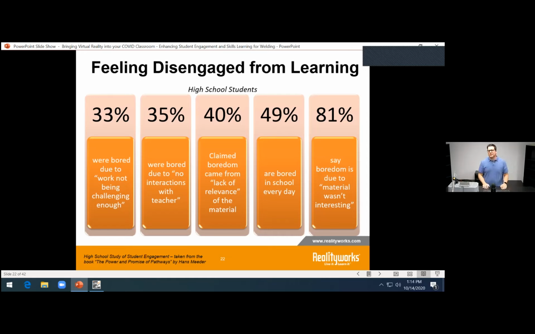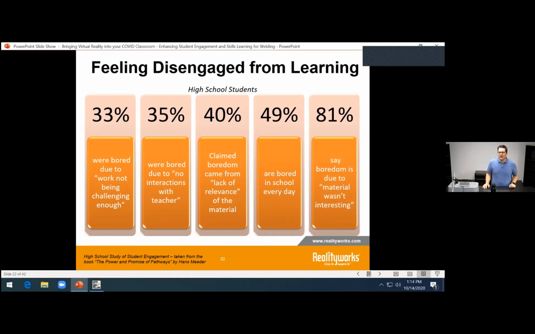So in this case, it shows a lot of different statistics about not feeling challenged, not interacting with you. And so that's where things like demonstrations help that student interact, help them to see you do it, make fun of yourself, enjoy the experience, showing them a weld in the virtual world, allowing them to see, oh, wow, you did good or you did bad. Have them diagnose what the problem might be.